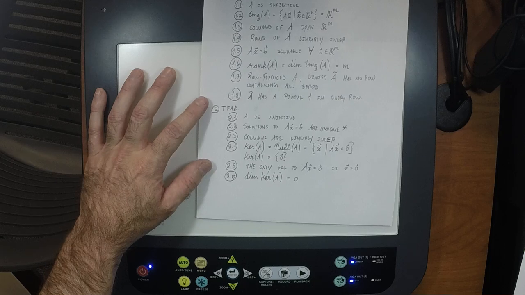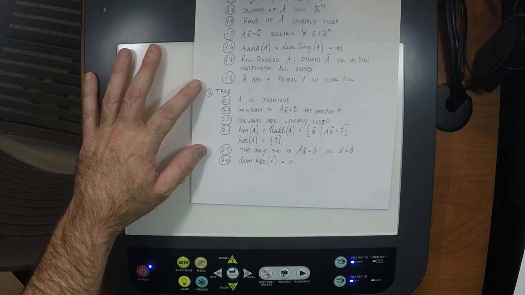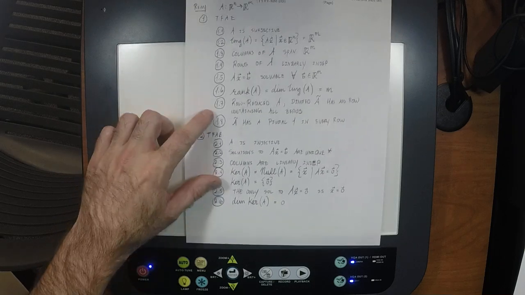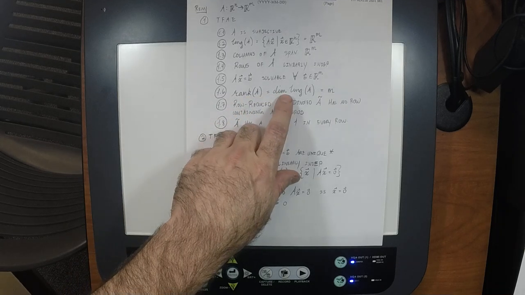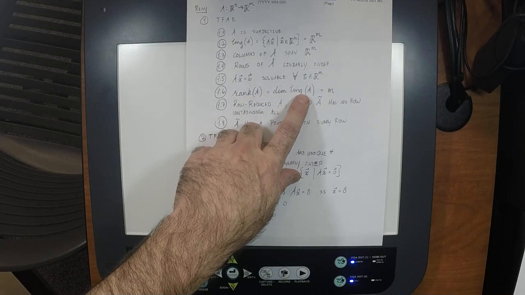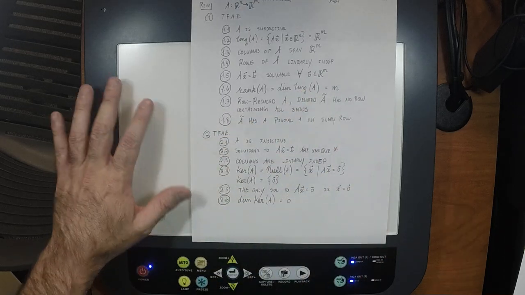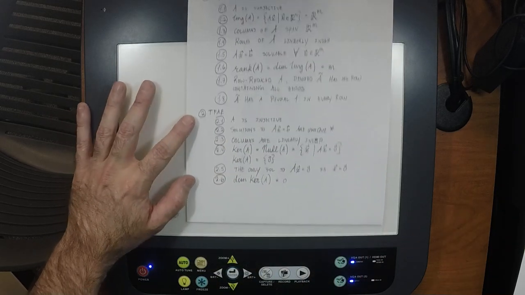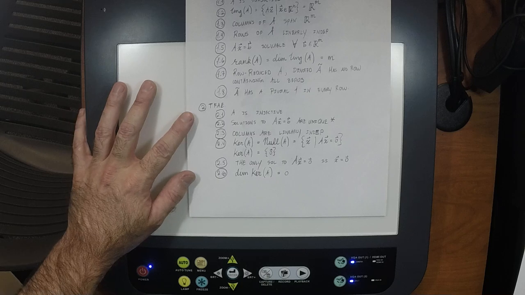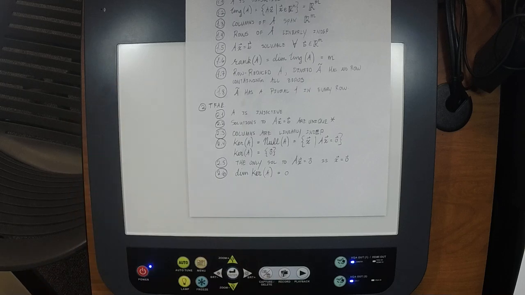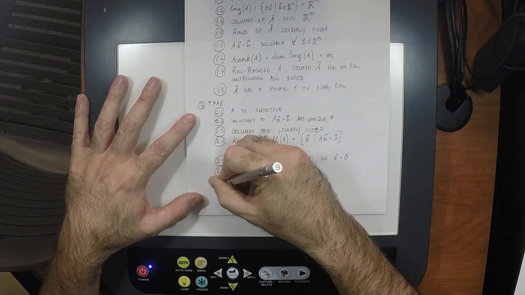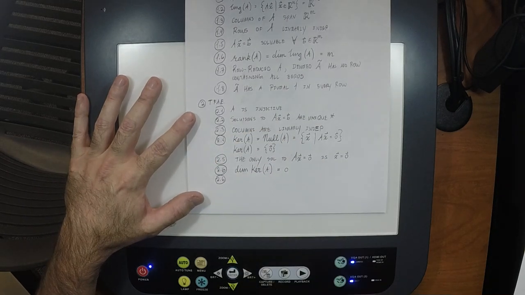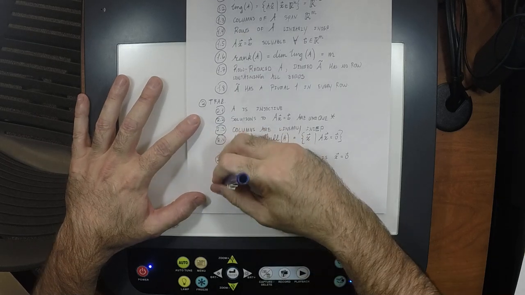Question? What does the middle thing say on 1.6? 1.6, the rank of A, and a synonym for that is the dimension of the image of A, has to be M. Okay, so the dimension of the kernel is 0. 2.6. Thank you. 7 comes after 6, doesn't it?